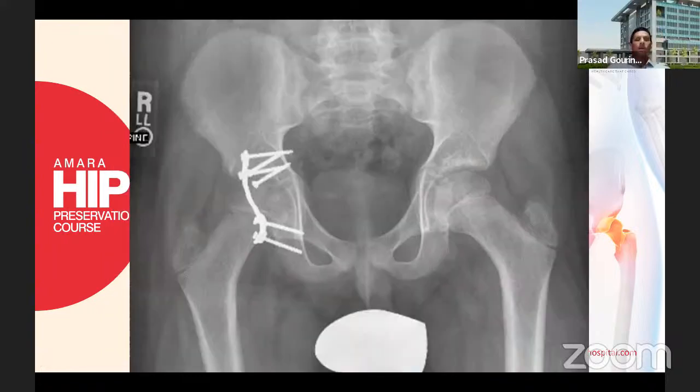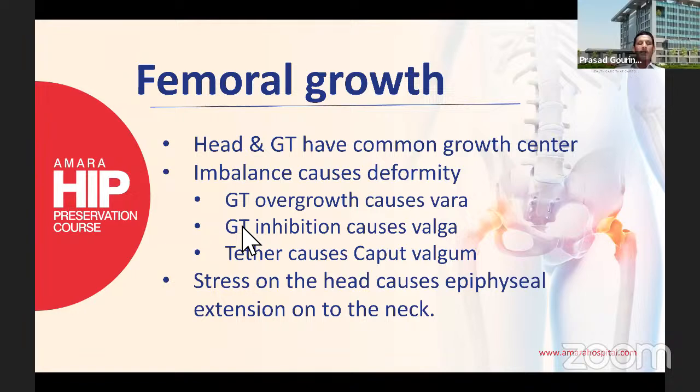Femoral growth. The head and the GT have a common growth center. So any imbalance between the growth of GT and the head can cause a deformity. If the GT overgrows, you get coxa vara. If the GT is inhibited, you get coxa valga. GT inhibition is more from abductor weakness. And if there's a tether between the head and the GT, you get caput valgum. The head goes into valgus because the head is not allowed to grow normally on the lateral aspect.